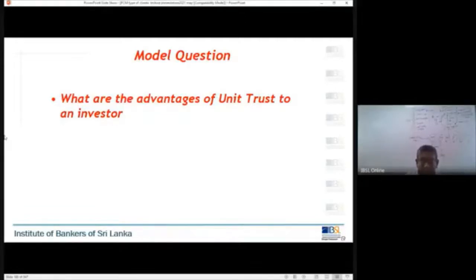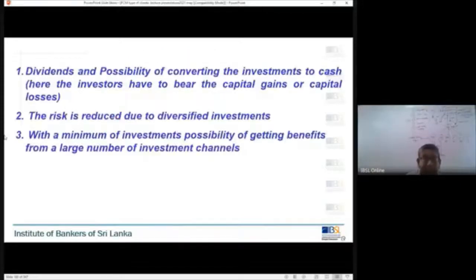So what is the advantage of unit trust to the investor? That is what we need to look at. One advantage, it is not there, no? Sorry, it is not in your handout. One advantage, you can say advantages, right?